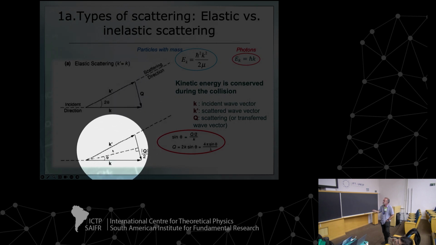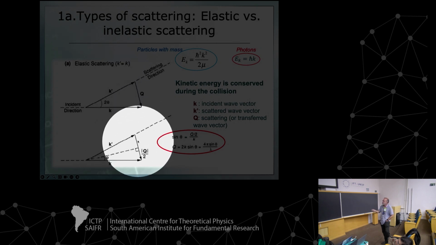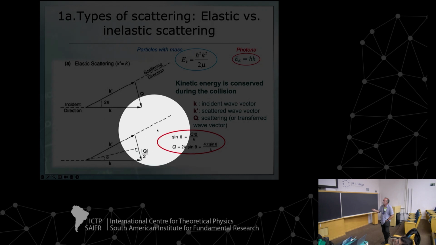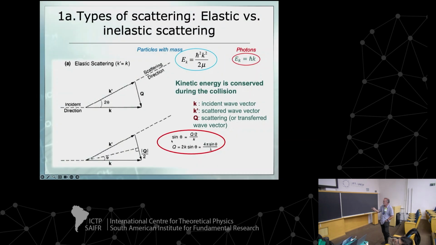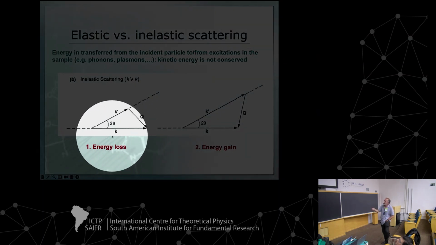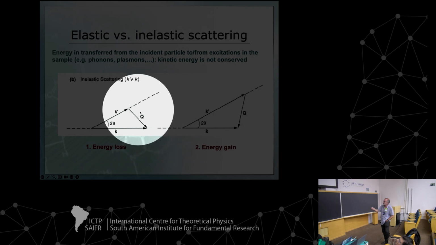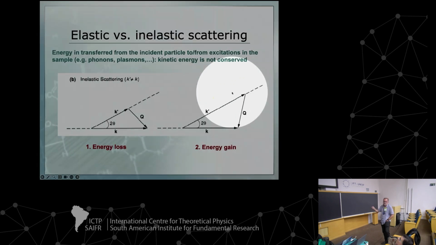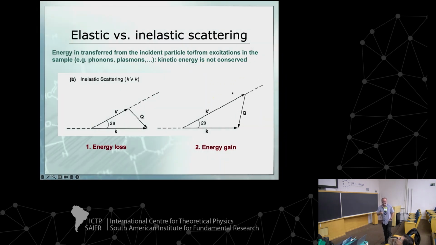If the modules are different, like in this case, here we have the inelastic case, right? Where we have energy loss. In this case, you see that the scattered wave vector is shorter, or energy gain. That depends on the interaction.